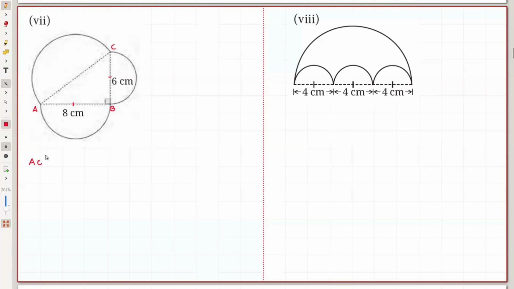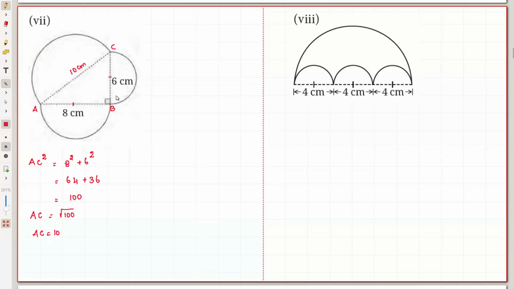Right, just take it as AC. AC square, hypotenuse square is equal to sum of the other two sides square. AC square is equal to 8 square plus 6 square. 8 square is 64 plus 6 square is 36. 64 plus 36 we are getting as 100. Now AC is equal to square root of 100. Now AC is equal to 10. Now this is 10 centimeter.